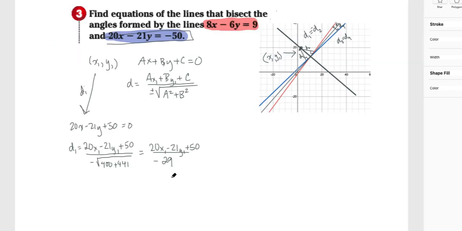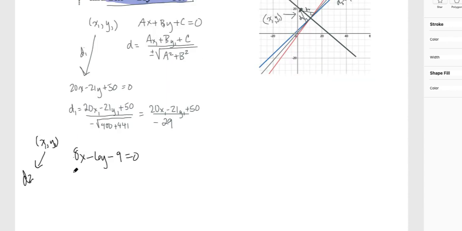This is what we get when we calculate D1. Again, D1 is this distance from the point x sub 1. Let's calculate D2 and see if that gives us the equation we need, and then we'll work on the other one in a moment. Calculating D2, we have to set up our situation. This time we're looking at the red equation, taking the distance D2 from this point, still x sub 1, y sub 1, to the red line.